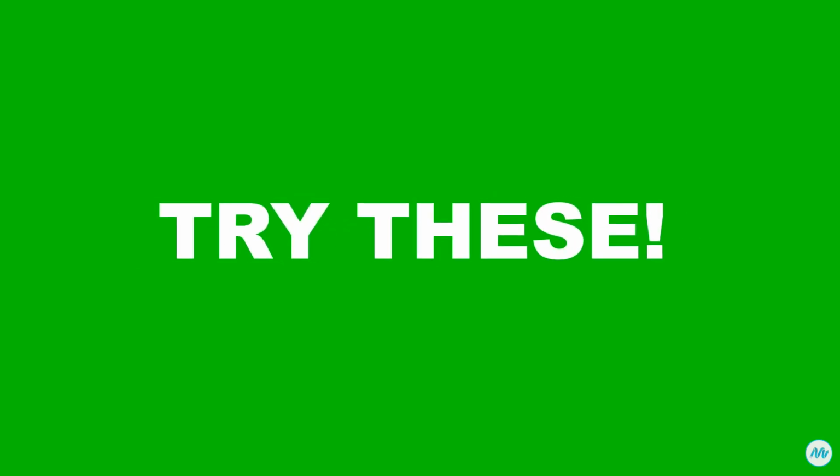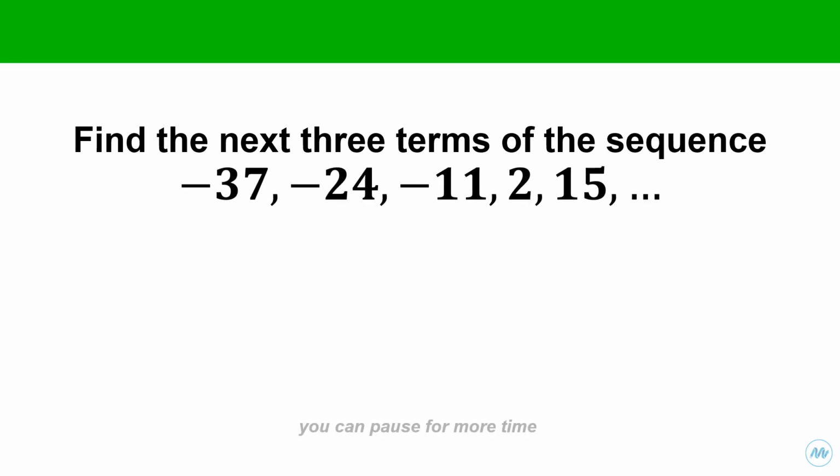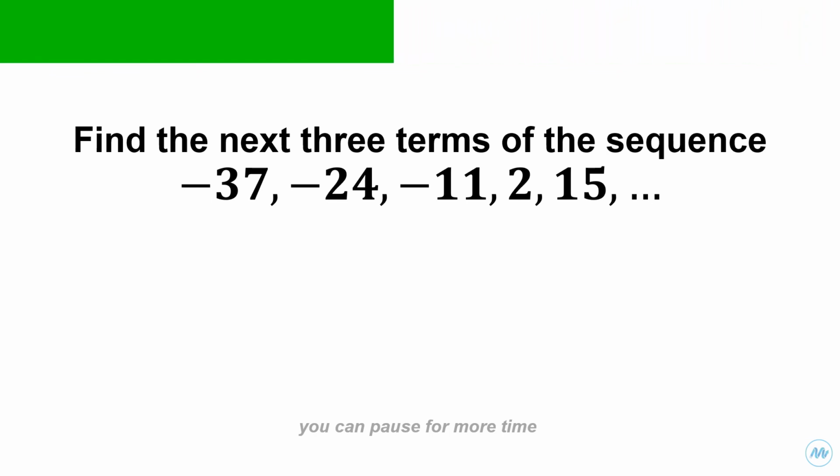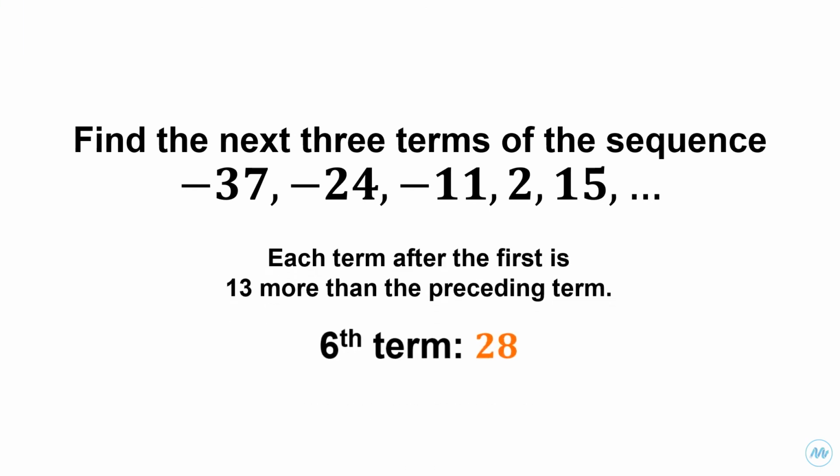Now try this. Find the next three terms of the sequence negative 37, negative 24, negative 11, 2, 15, and so on. Here are the answers.